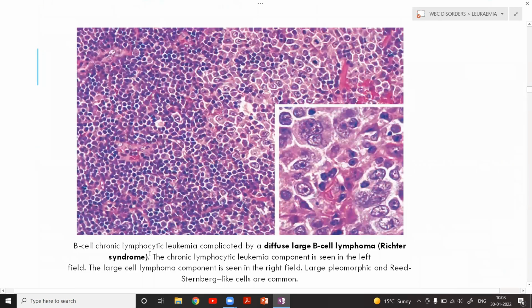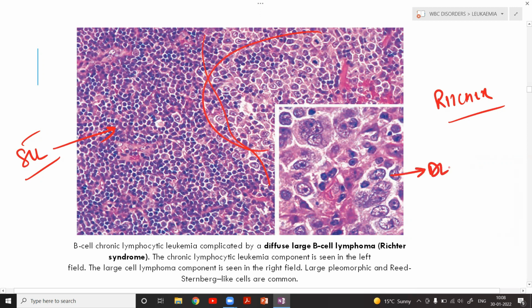Now, this is showing what is called a Richter's transformation. If you see over here in this part, this is a classical case of SLL, whereas if you see over here, the cell has transformed to large B cell lymphoma. Can you see? This is the characteristic DLBCL that has developed. This is called a Richter's transformation.